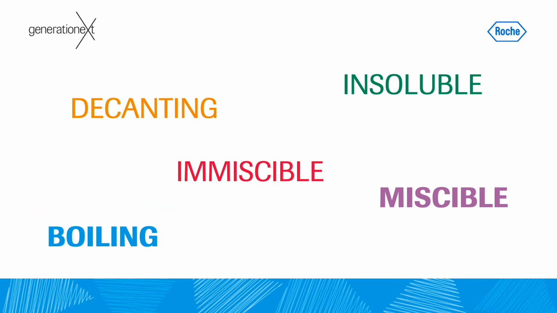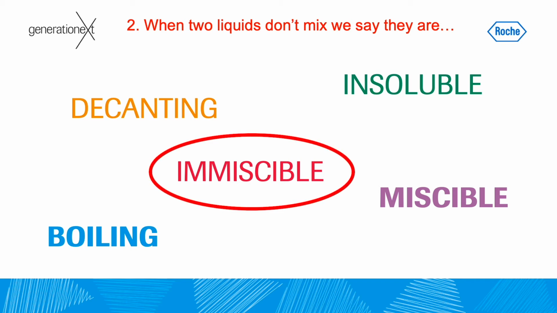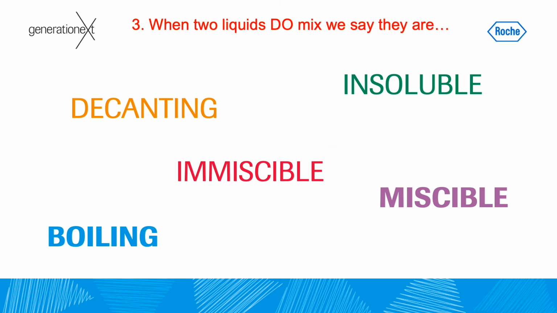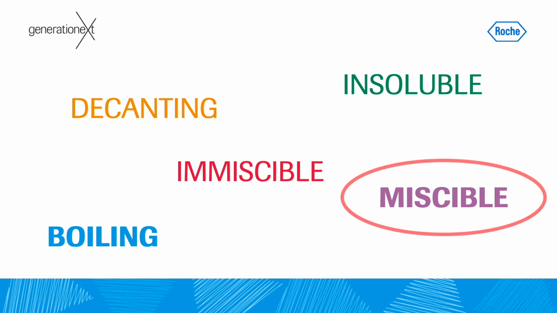Let's have a look at number 2. This is when two liquids don't mix. We say they are immiscible. That's right, immiscible. Number 3. When two liquids do mix, we say they are miscible. That's correct. 2 more to go.